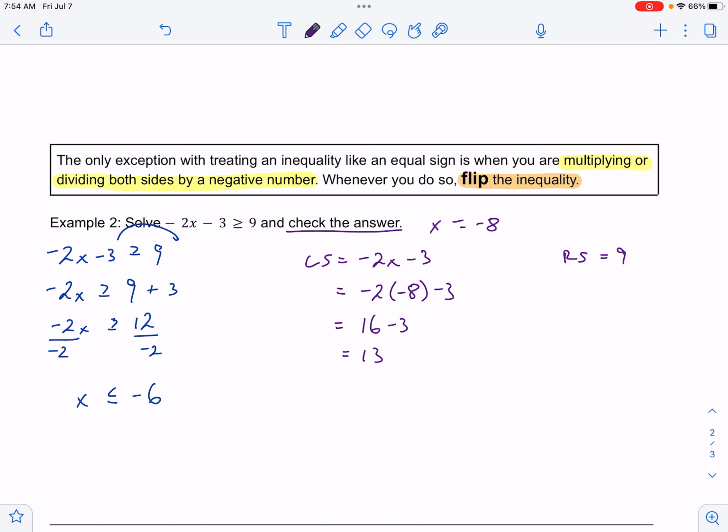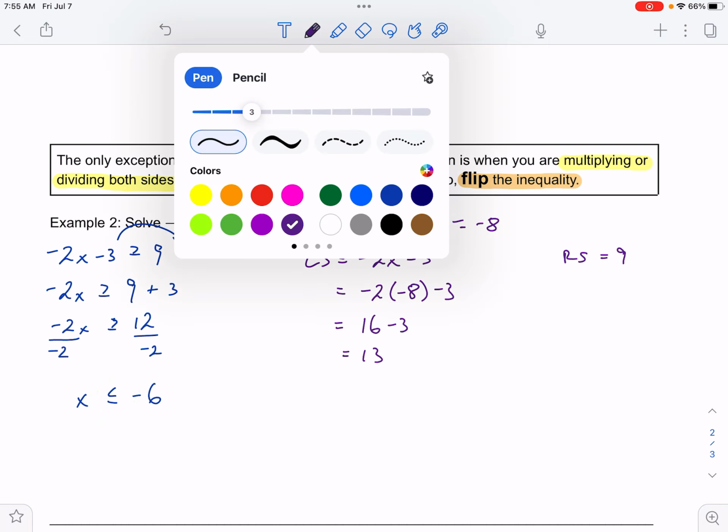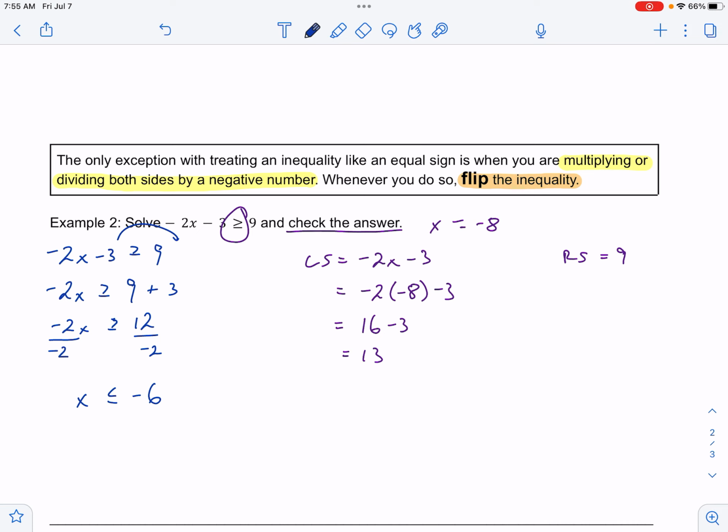My initial question was asking me, is it greater than or equal to? Is 13 greater than or equal to 9? Absolutely it is. If we hadn't done that switcheroo with the sign, it would not have worked out. We needed to do that in order to fulfill the inequality. So I can say, since 13 is greater than or equal to 9, the left-hand side is greater than or equal to the right-hand side, QED, put a little square.